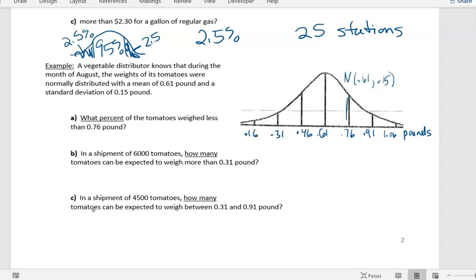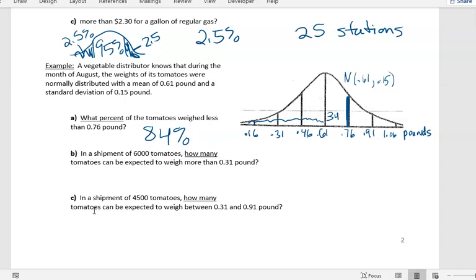All right, so I see that 0.76 is on this boundary. What percentage of the tomatoes weighed less than 0.76 pounds? So again, this is similar to the one we did in the previous. There are 50% there, and then another 34% from that 68% cut into two pieces. So we're talking about 84%.